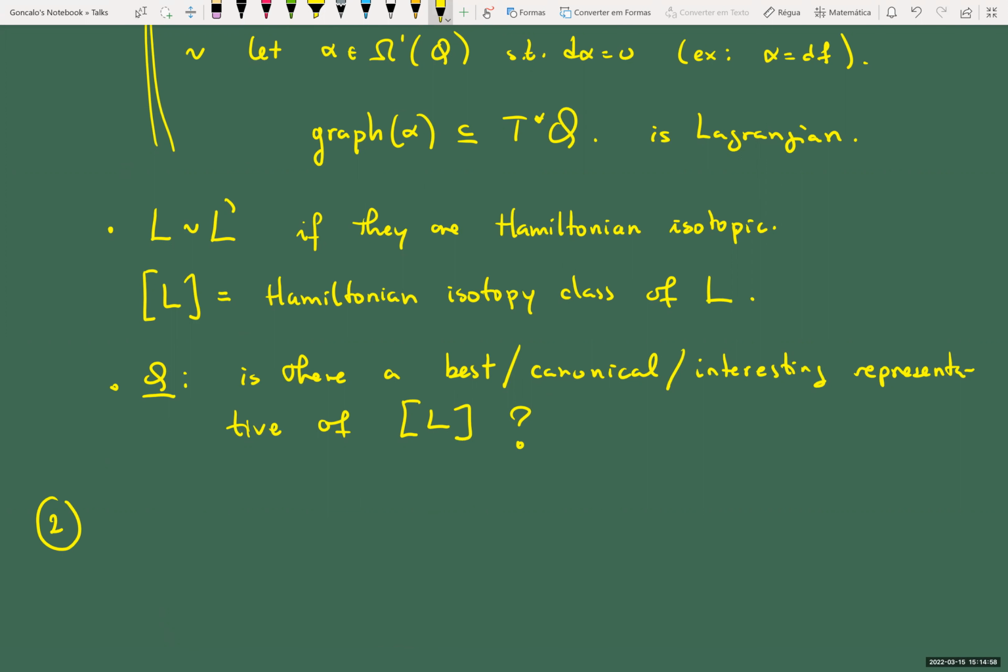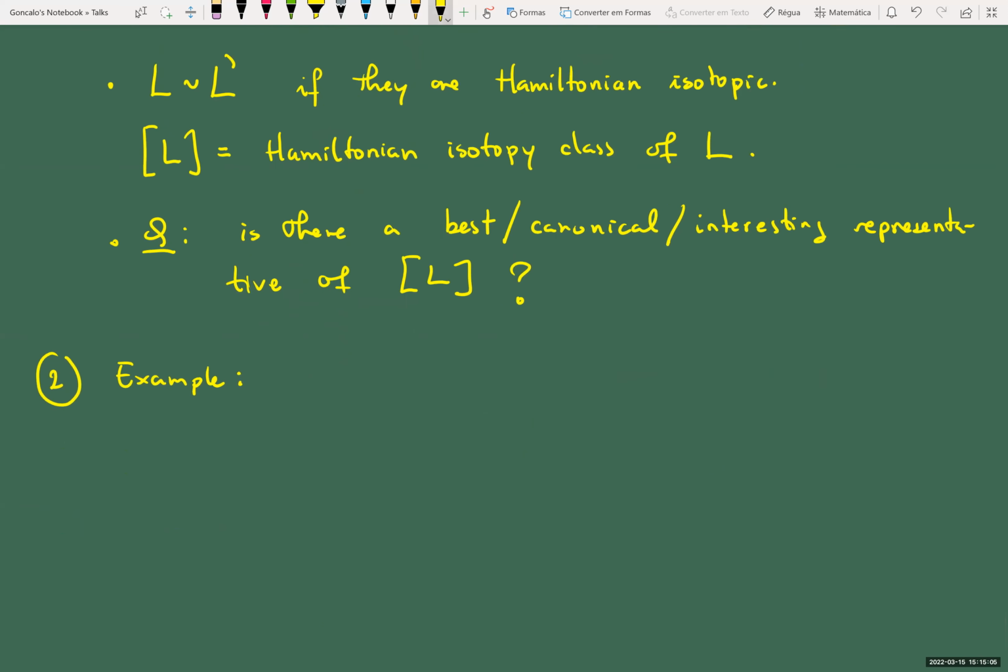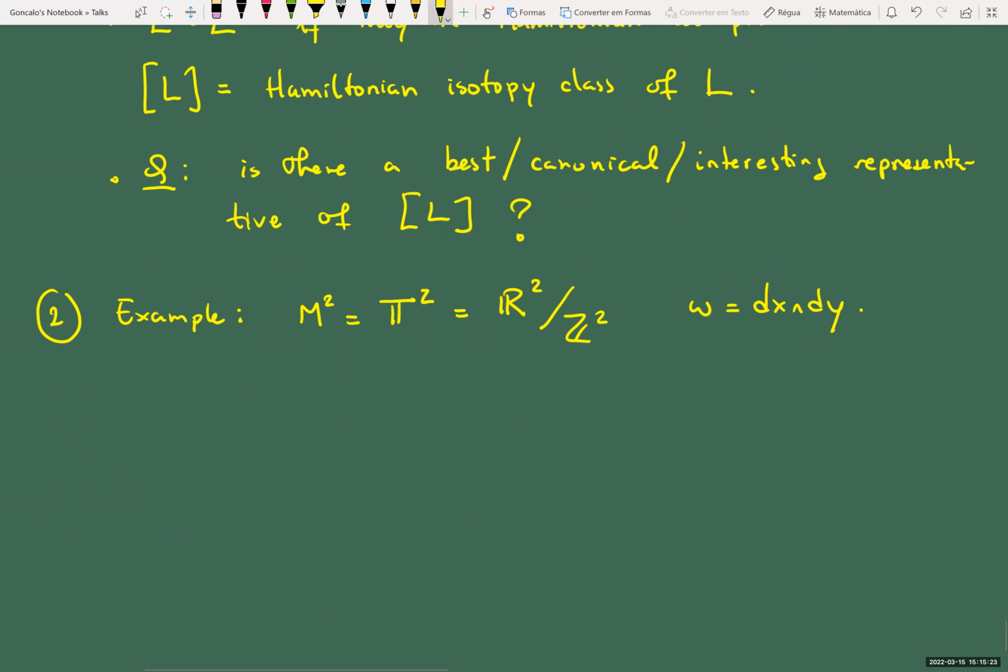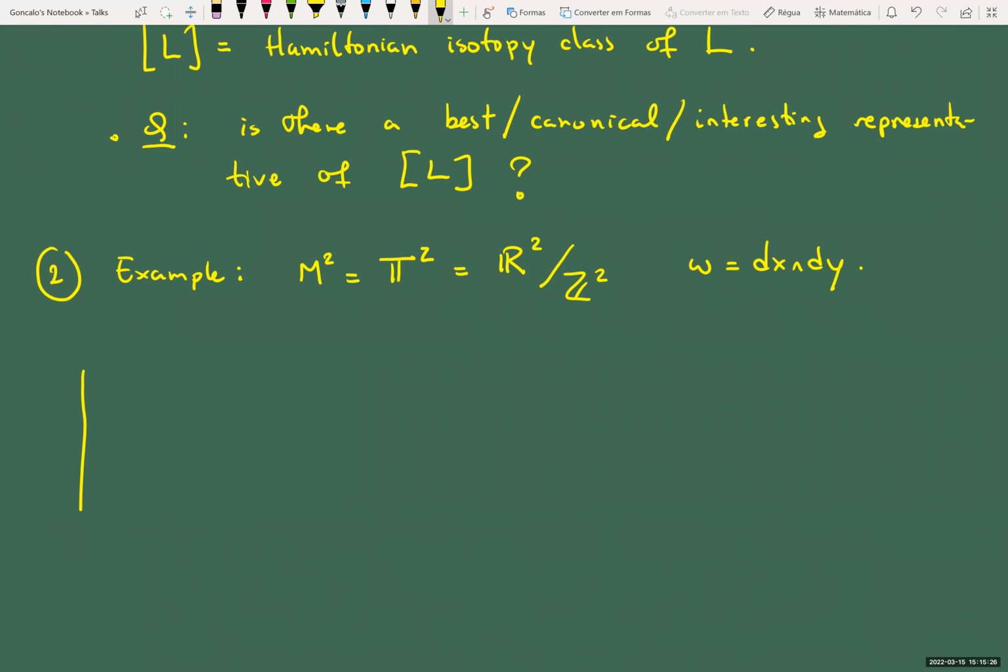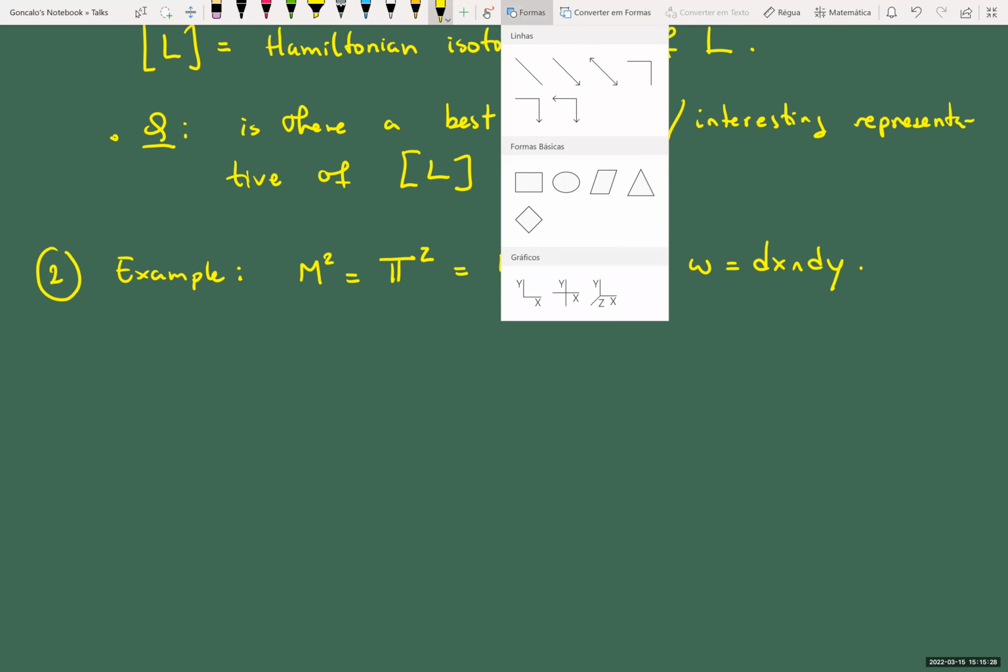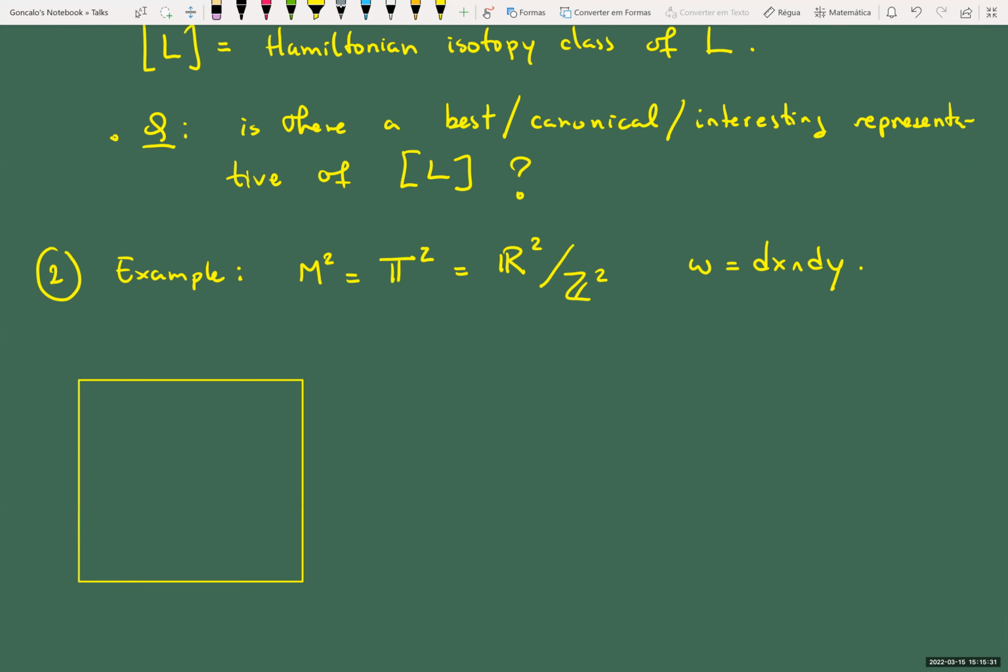And I'm going to go through an example in order to motivate the answer that I'll propose in the talk. So the example we will see is going to be the two torus. You can think of R^2 mod Z^2, with omega, the symplectic form that descends from R^2, which is dx wedge dy. So we can think of the two torus using the square model.